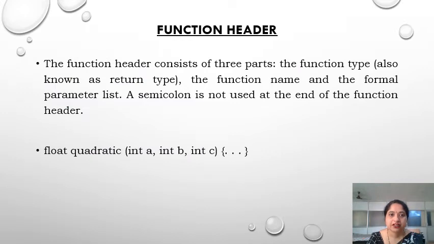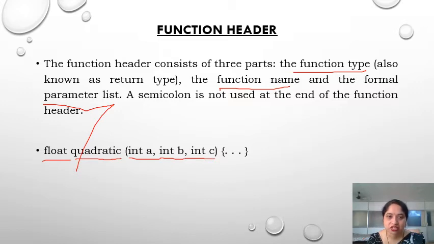The function header. So what do we have in the function header? In the function header, we have the function type, function name and the parameter list. For example, we can have float as the function type, quadratic as the function name, and int a, int b, int c as the parameter list. So this forms the function header. And here a semicolon is not used at the end of the function header.